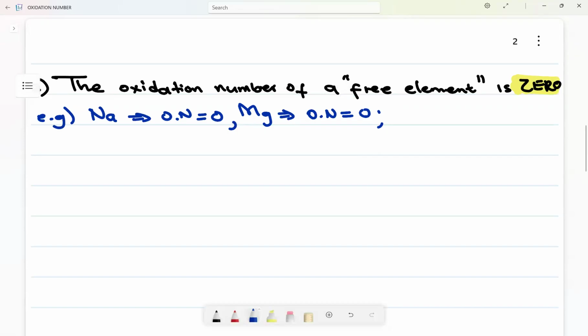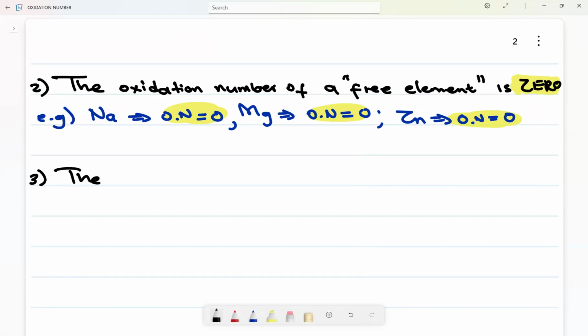I can use any element, guys. Zinc has an oxidation number of 0. What's important is that the oxidation number is 0 if it's just a pure element. The oxidation number of a free or pure element is just 0. Let me go to statement 3 so that you understand better what I'm trying to explain here.